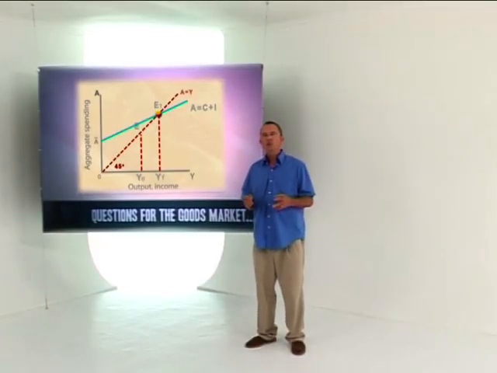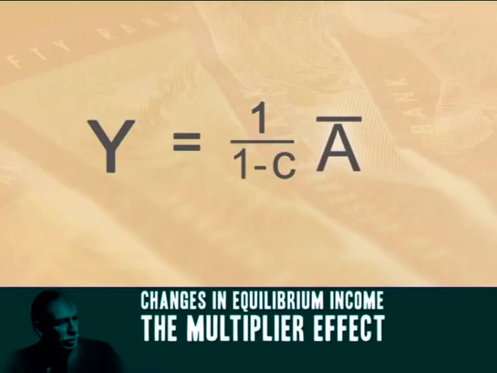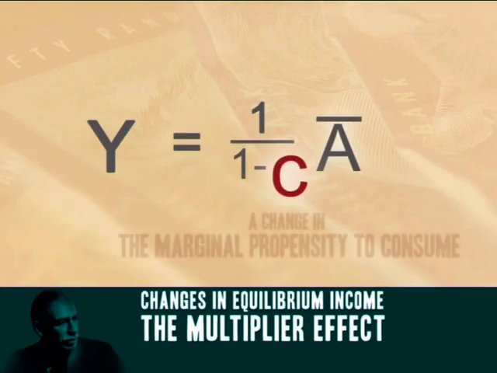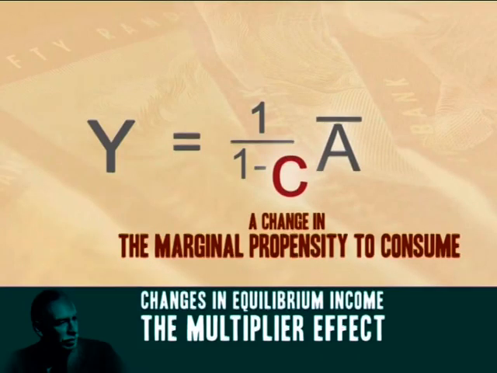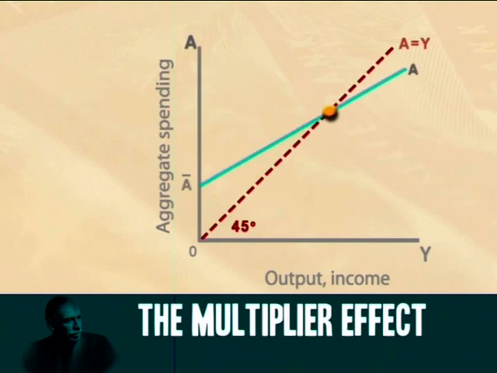Now, how would we show an increase in the marginal propensity to consume? An increase in the marginal propensity to consume increases the slope of the total spending curve, and at every level of output and income, the level of consumption spending is higher. In other words, the multiplier effect is now greater.